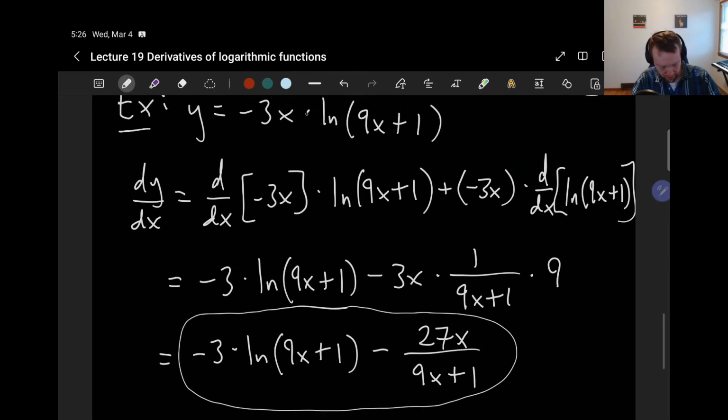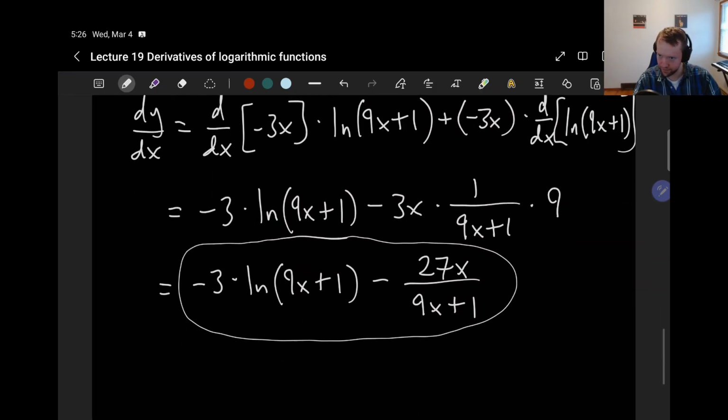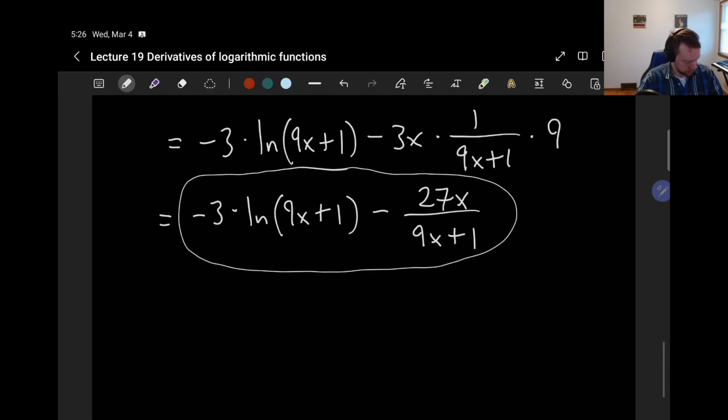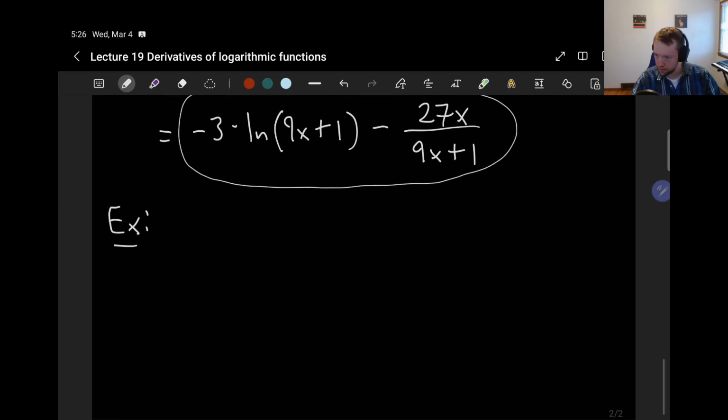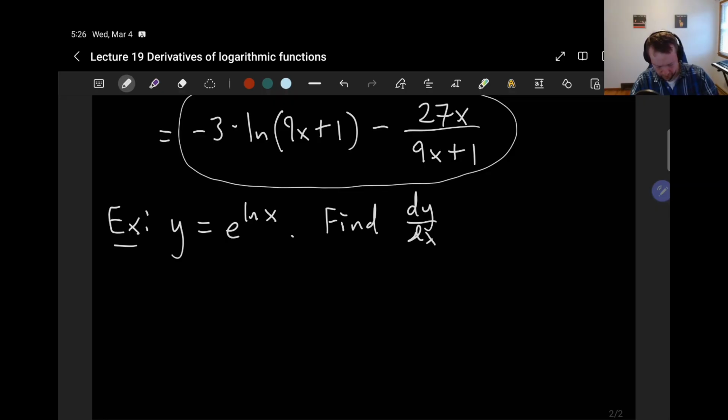So the big thing with this one is that we had to do product rule because that's a product. And so we can't forget about that rule as we move on. This is a cute little example. So then find dy dx. I'm going to show two methods on this one too, but it's pretty quick.